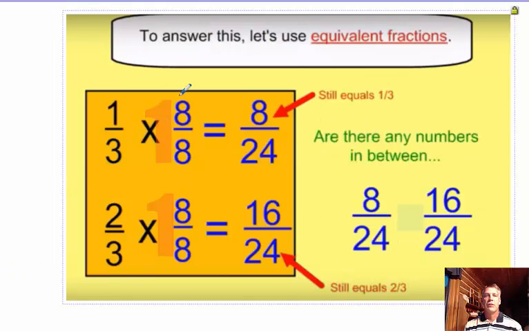I want to answer the question, are there any numbers in between 1/3 and 2/3? Is there a fraction between 1/3 and 2/3? A lot of kids are going to say, no, that's 1/3, the next one up is 2/3, but there are. There's a lot of them. If I find equivalent fractions, there are way more than we can even think of. So we want to use the concept that we just taught to make some bigger number fractions that are equivalent to 1/3.